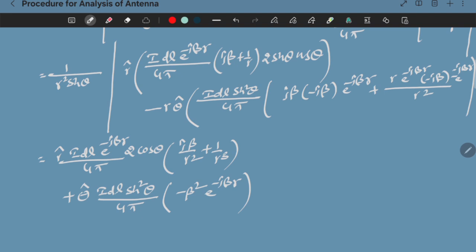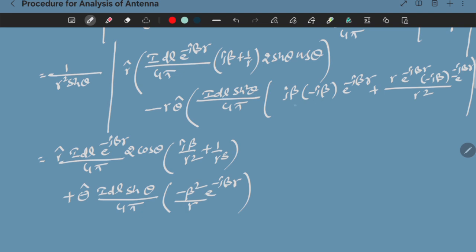Here r is there, no? This r square. So we'll get in the denominator only one r. One r we will get. And here sin theta is there. Here sin square theta is there. So we can remove this square. Now this is what we got, the first term. Okay. Then we'll see the second term.